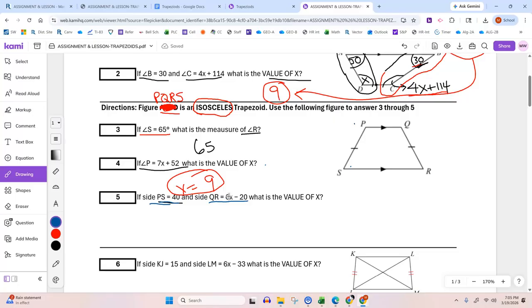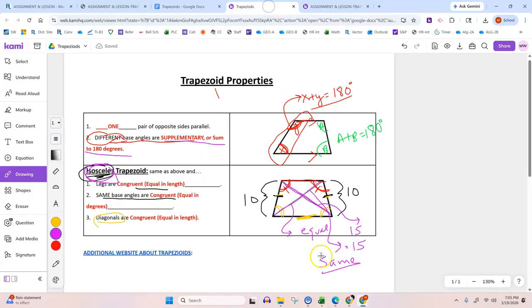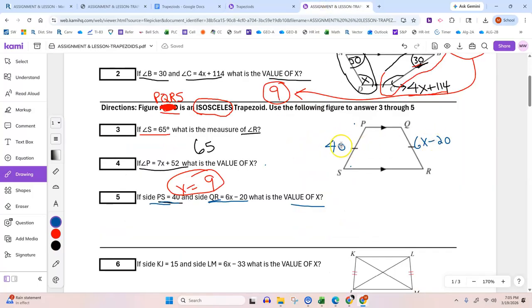Okay, so it says side PS is 40. So PS is here and here. So this would be 40. And it says if QR is 6x minus 20, so this one, 6x minus 20, what is the value of x? Well, if you remember from our notes, opposite sides are equal. These are the legs, are equal. So this one is telling us that this is 40, then this must also be equal. So our equation would be 6x minus 20 is equal to 40. Okay, so I'll let you try the algebra and come back and try it out.